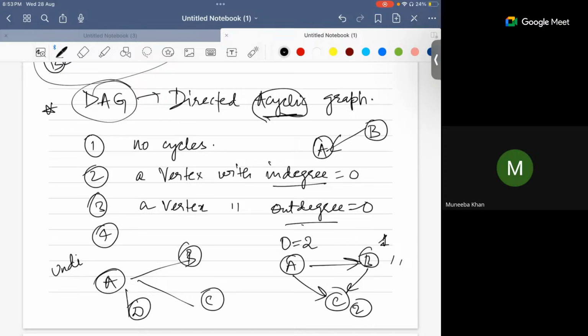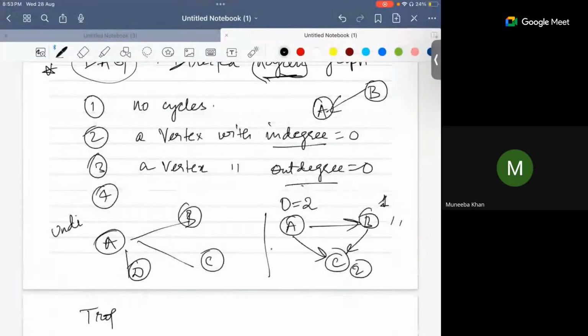The second thing is that there must be at least one vertex with in degree 0, and at least one vertex with out degree 0. Okay, you can see that. Okay, this example itself, is this a DAG or not? This example?